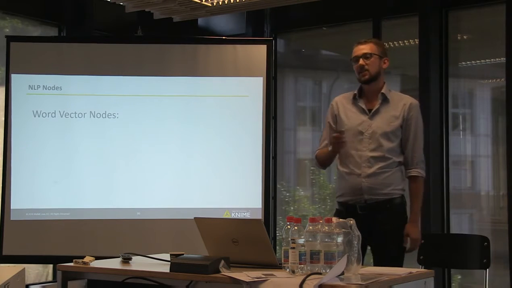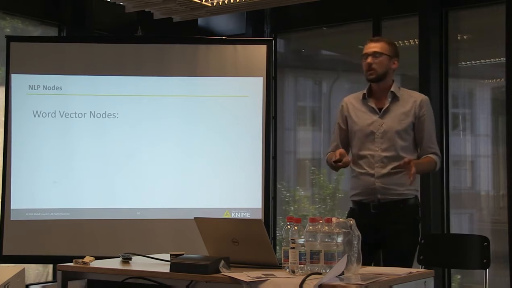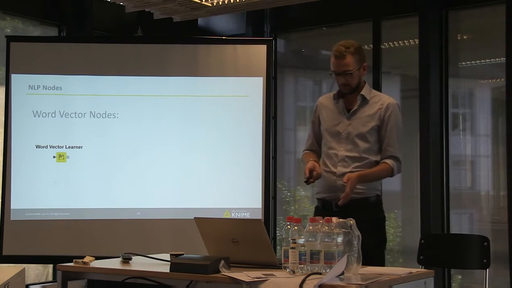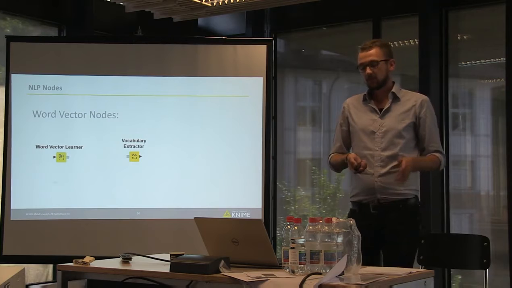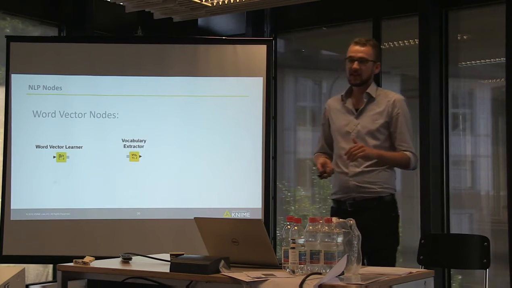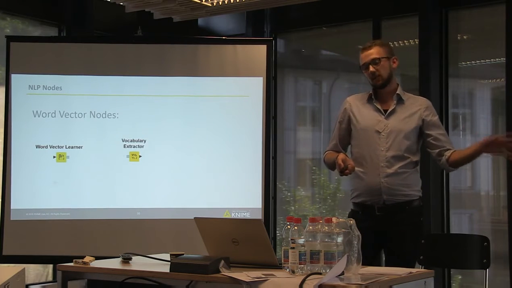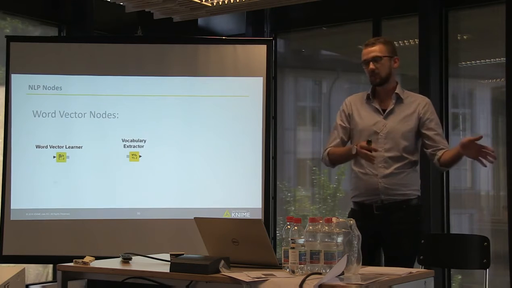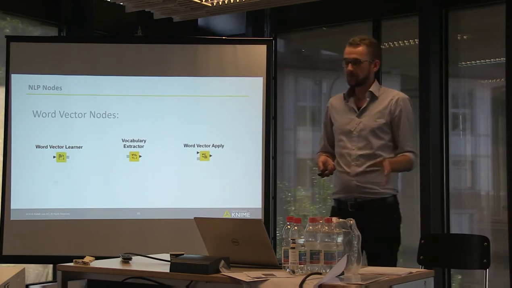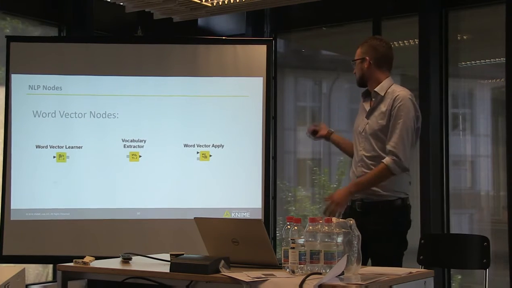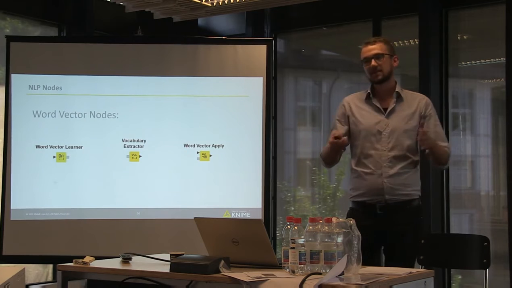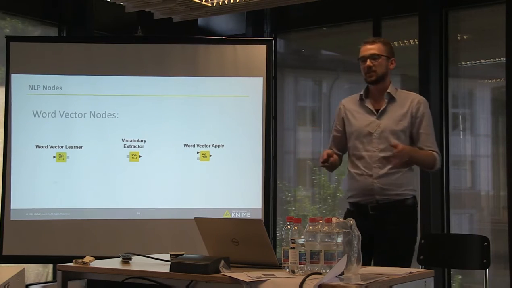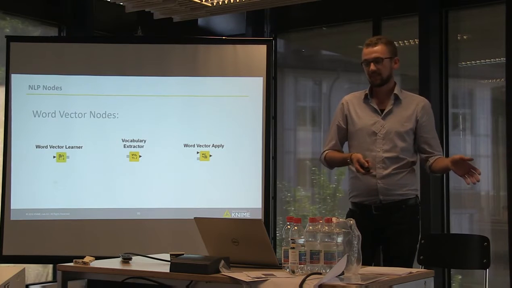And then regarding the natural language processing part, we have a node which learns word vectors. Corresponding to that, we have a vocabulary extractor, which takes a learned word vector model as input and extracts the actual word vectors and the corresponding words from it. And then we have a word vector apply model, which takes sentences and the model as input and is able to convert sentences into vectors using a previously learned word vector model.